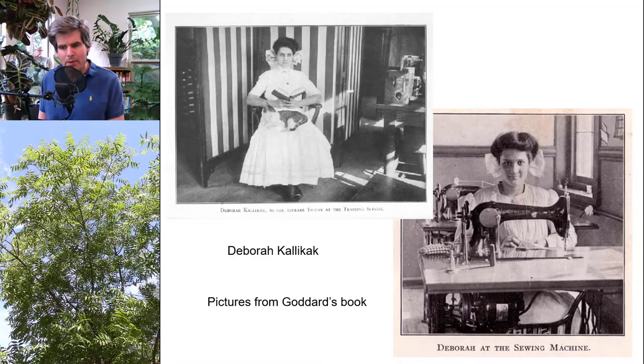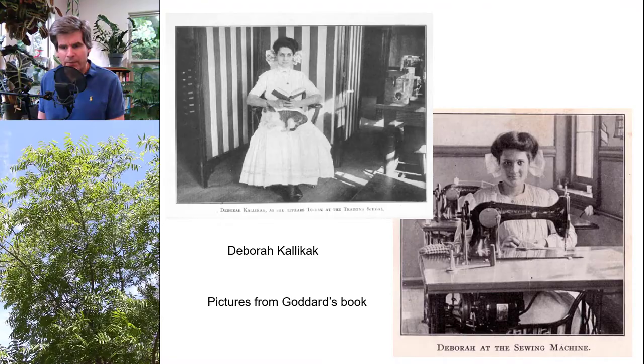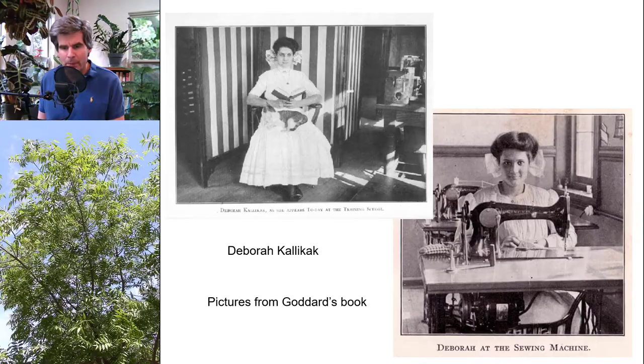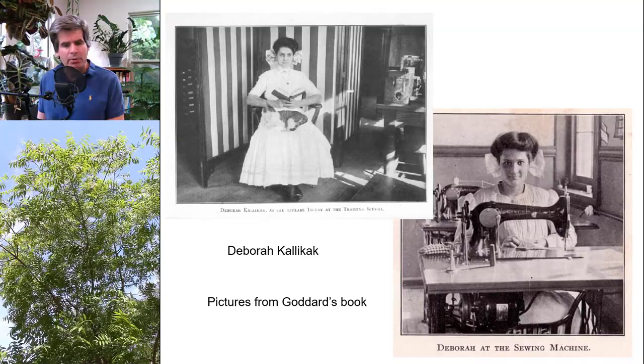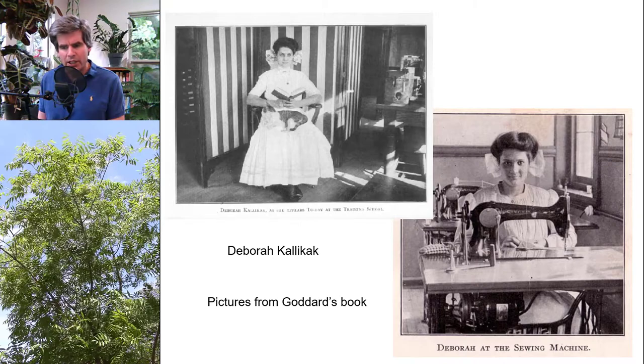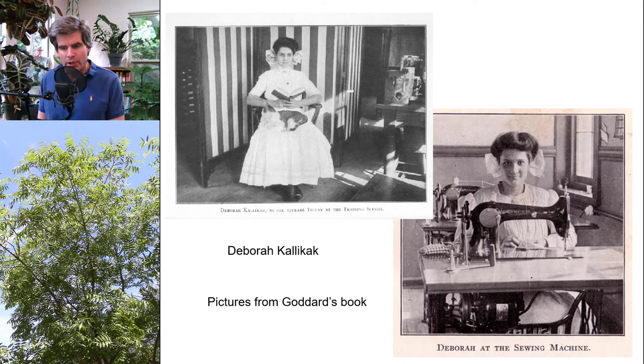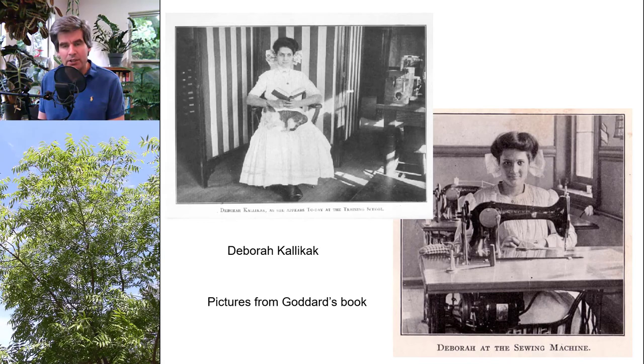So Goddard's work began with a woman that he called Deborah Kallikak, and she was a resident at the Vineland Home for the Feeble-Minded, the place where Goddard worked. And Goddard provided the following description of her. He said, Deborah is a, quote, high-grade, feeble-minded person, the moron, the delinquent, the kind of girl or woman that fills our reformatories. They are wayward. They get into all sorts of trouble and difficulties, sexually and otherwise. And on the screen are pictures of Deborah Kallikak from Goddard's book.